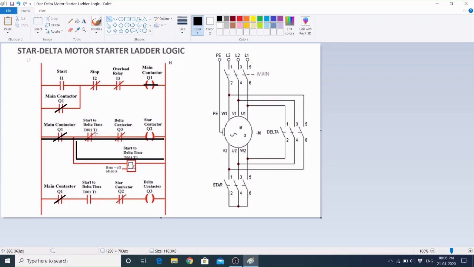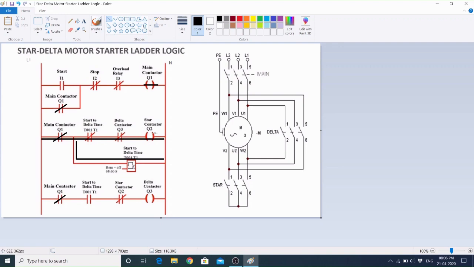As this is normally closed type, that is NC type, and this is the auxiliary contact of the delta contactor, so as this is NC type, this auxiliary contact will flow the current to the start contactor. And this timer will also be energized, as it is in parallel with the start contactor.